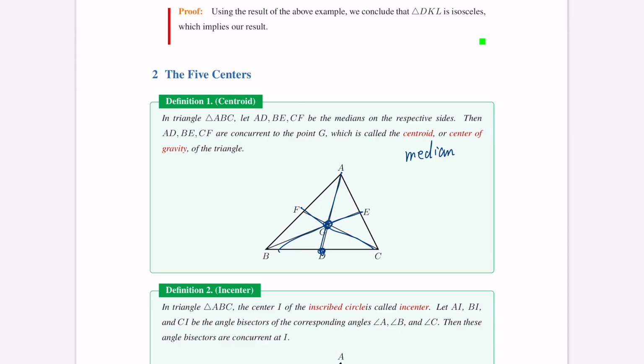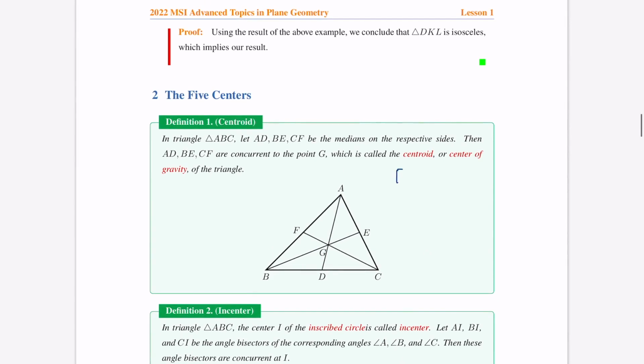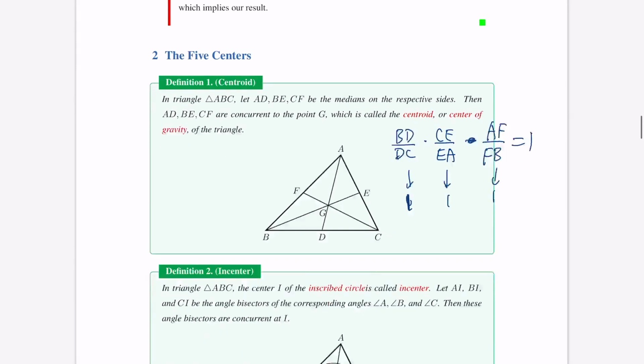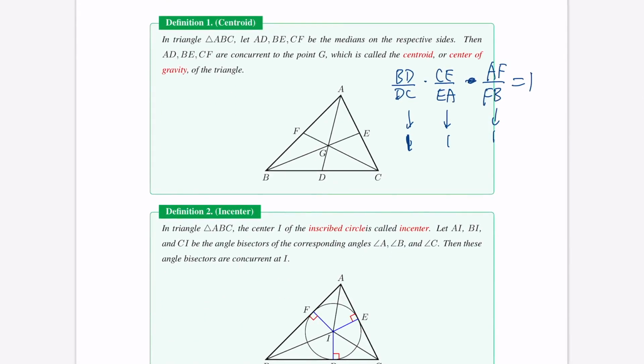How to prove that? Well, using Ceva's theorem, the proof becomes very simple. Because BD over DC times CE over EA times AF over FB is equal to 1. Why? Well, this is equal to 1, this is equal to 1, this is equal to 1. The multiplication of 1 by 1 by 1 is equal to 1. That completes the proof. So Ceva's theorem can be used to prove that.